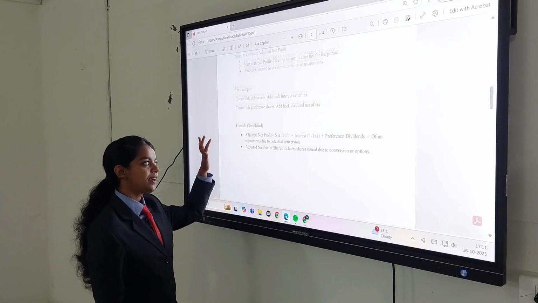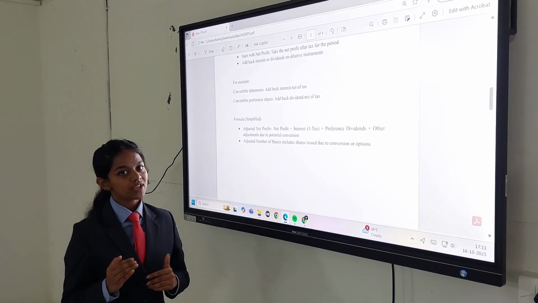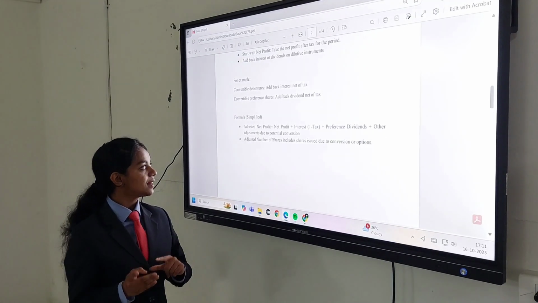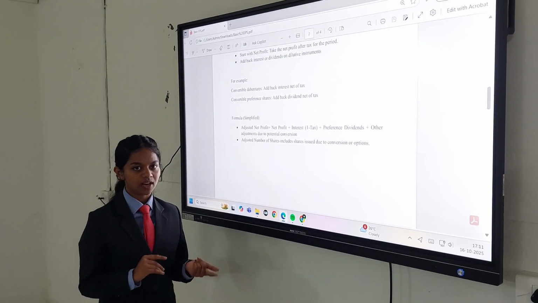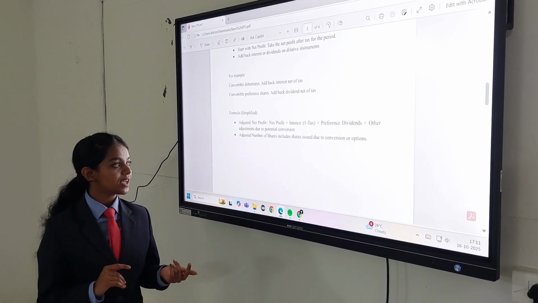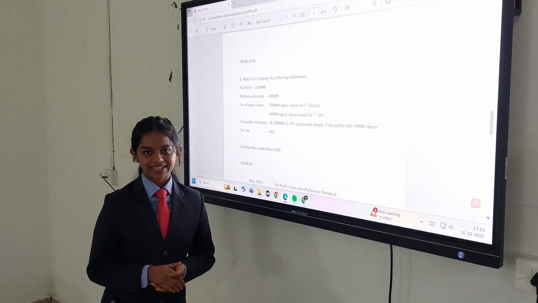The formula simplified: adjusted net profit is equal to net profit plus interest into 1 minus tax, plus preference dividend, plus other adjustments due to potential conversion. The adjusted number of shares includes shares issued due to conversion or options. So let's discuss a problem.